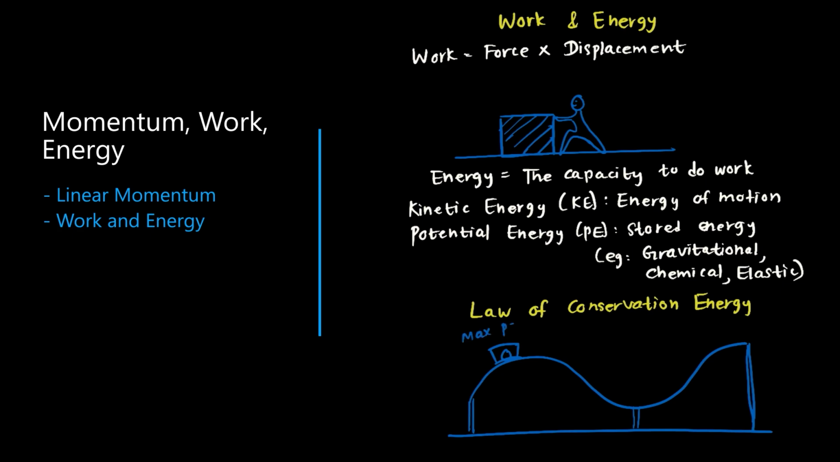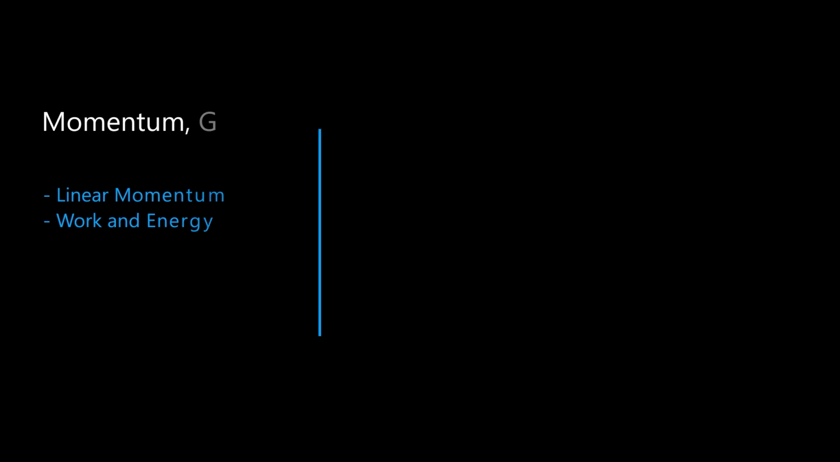A cornerstone principle, the law of conservation of energy, states that energy cannot be created or destroyed. It can only be converted from one form to another. When a roller coaster goes down a hill, its gravitational potential energy is converted into kinetic energy.